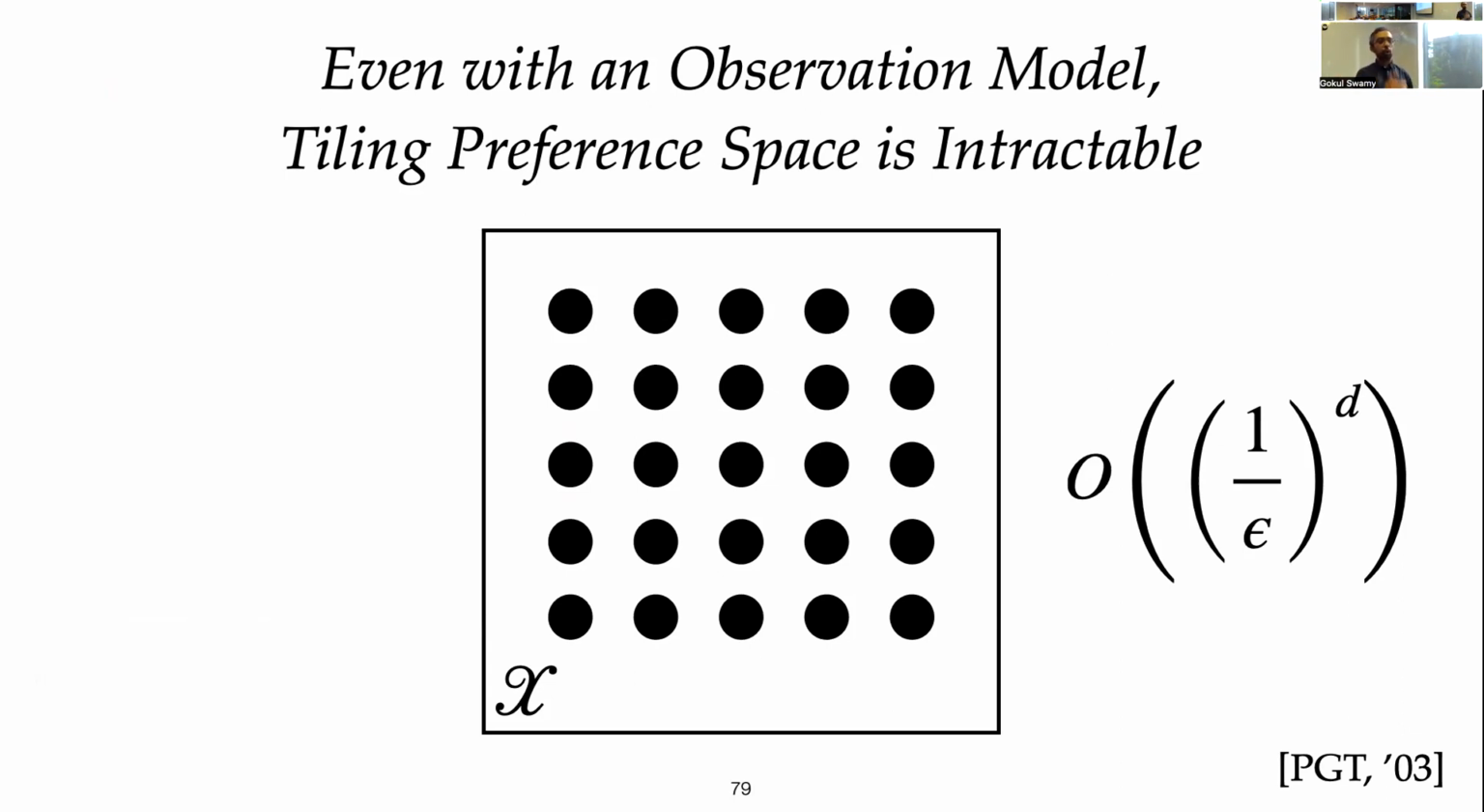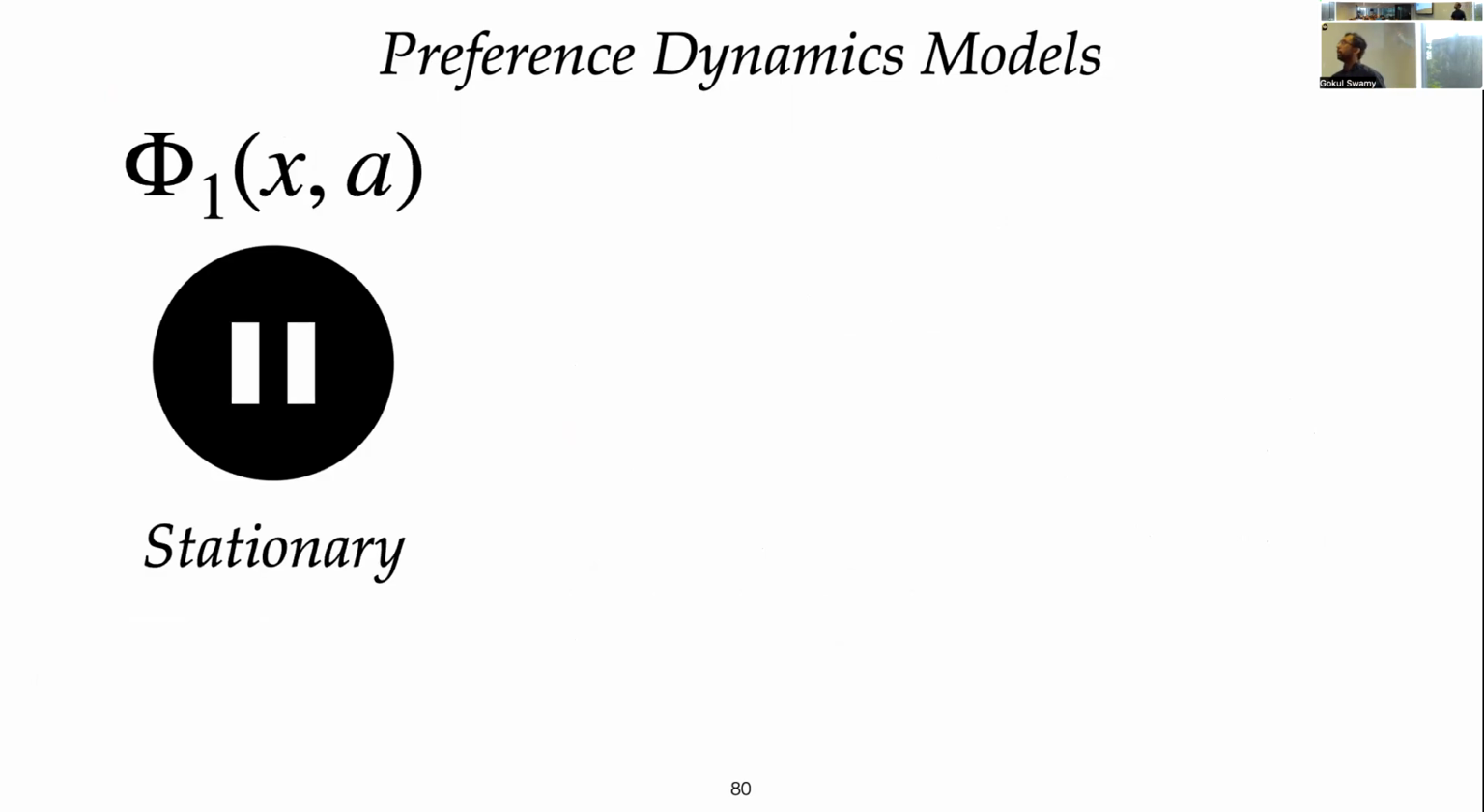I'm going to introduce one other piece of structure to help the learner, which are going to be called preference dynamics models. So these are going to be ways our potential options for how people's preferences could evolve over time. So maybe one option here is that no matter what content you show them, A here, people's preferences stay the same. So this is just basically an identity map.